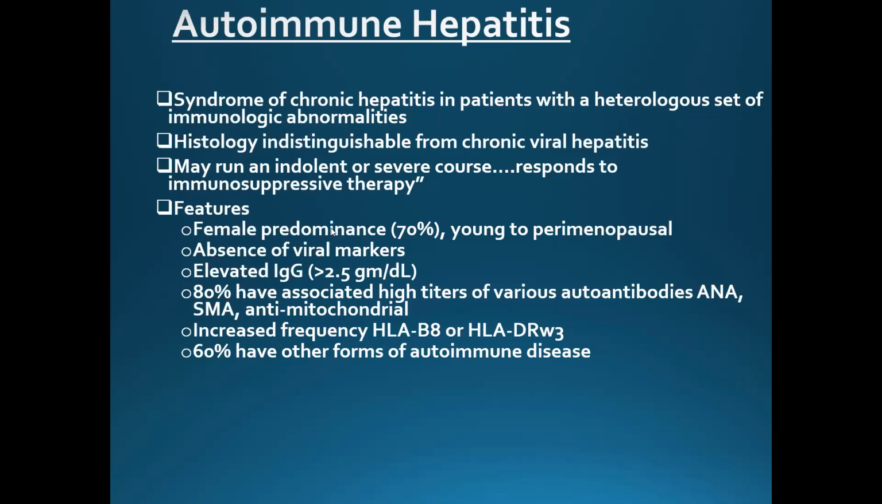This is what is seen with autoimmune disease. Absence of the viral markers, dominance of the immunoglobulin G, and there are also other autoantibodies present, such as the anti-nuclear antibodies, muscle antibodies, anti-mitochondrial. It's also associated with higher frequency in people with HLA-B8 or HLA-DRW3. And as you all know, it happens in tandem with other autoimmune diseases. So you will see that the same patient is having Hashimoto's, having vitiligo, having type 1 diabetes, and so on and so forth.